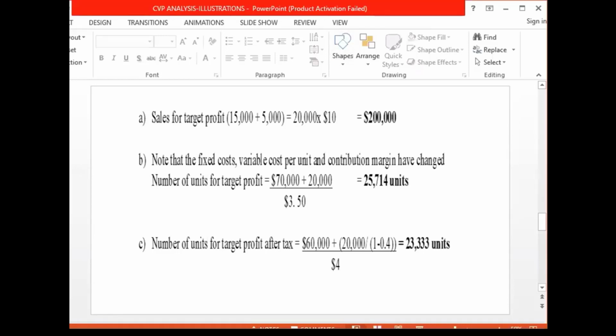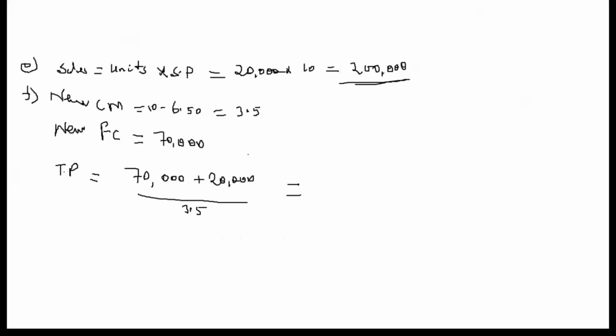Oh, sorry, it's 90. Okay, I was thinking it's 70. It's 90. 90 divided by 3.5. Yes, you're right. 25,000. 740. And 14 units.